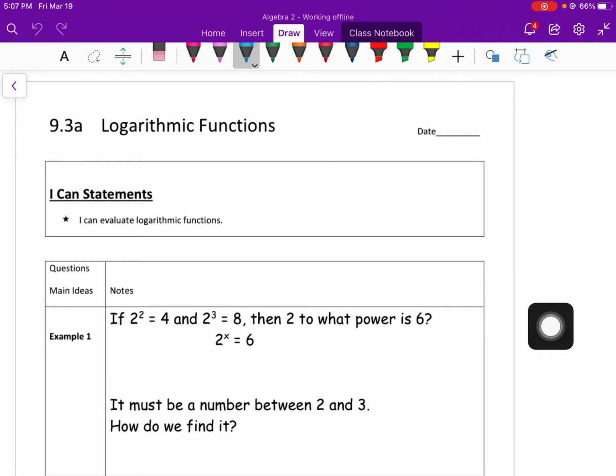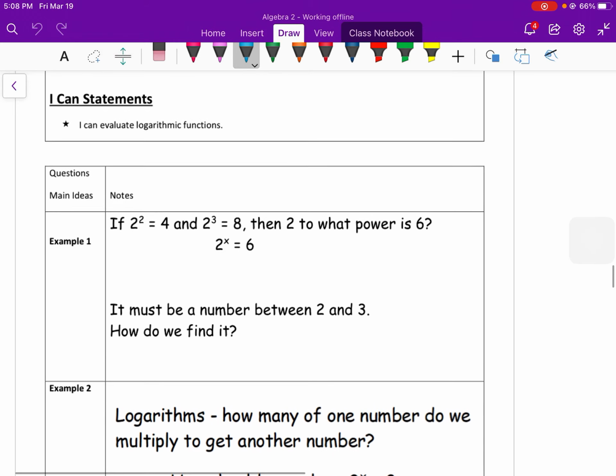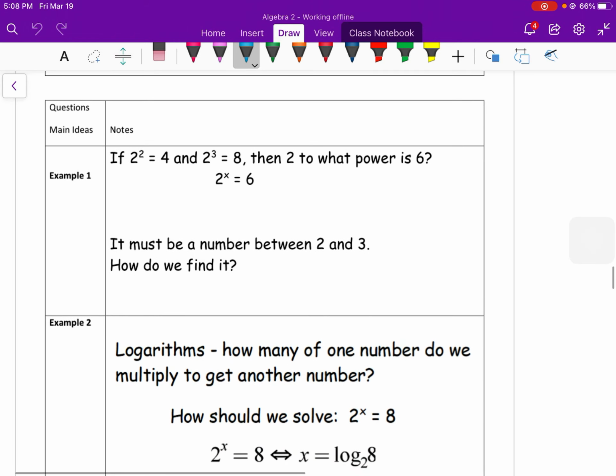This is 9.3a, logarithmic functions, and it's related to the exponential growth functions that we were looking at, because they're actually inverses. Once we get into some more of the graphing, we'll be able to see that represented on the graph, that it is an inverse. When we start here, if we look, 2 squared equals 4. I hope that's pretty clear. 2 times 2 equals 4. 2 cubed is 8 because it's 2 times 2 times 2.